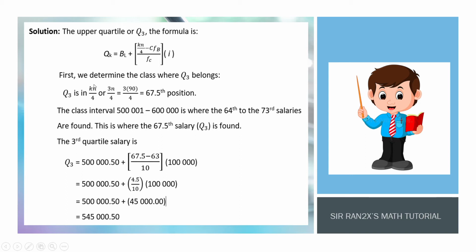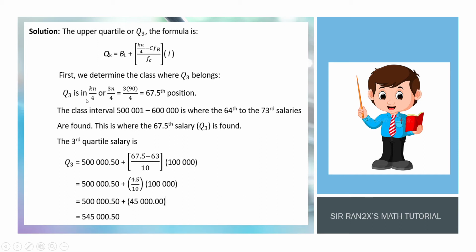Now, first, we determine the class where Q3 belongs. In the formula, you see a kn over 4. Actually, this is our locator, as I told you, meaning this will guide us to check where Q3 belongs, referring to the class interval. So we will look for the class interval where Q sub 3 belongs, and for that we will use the locator. So we will solve it.